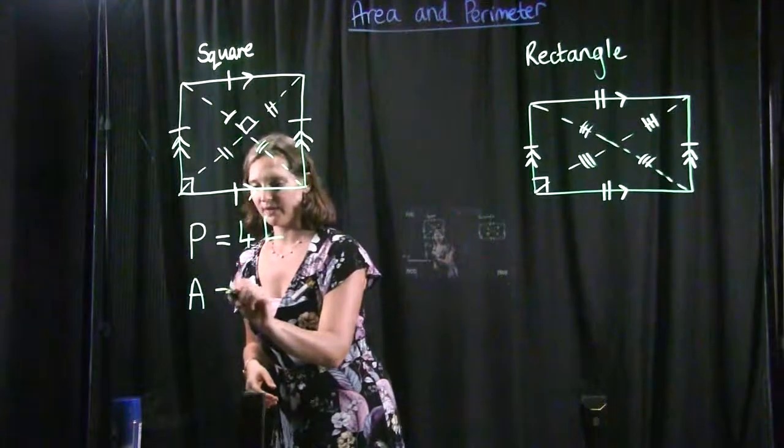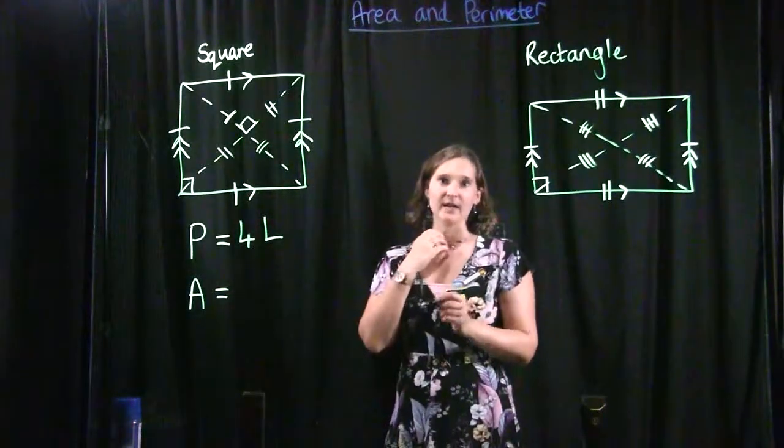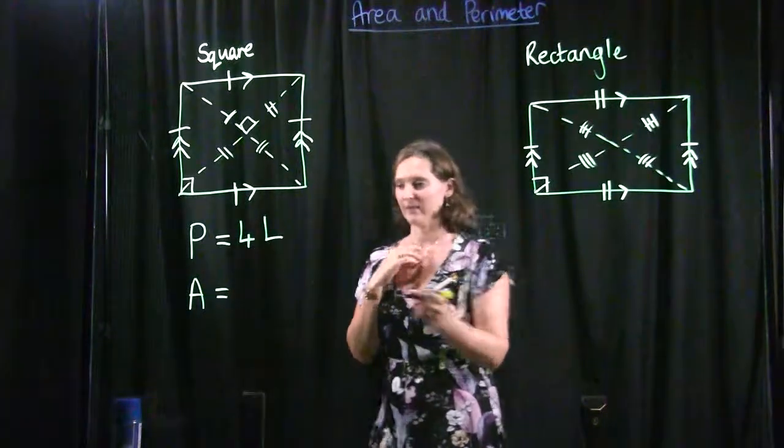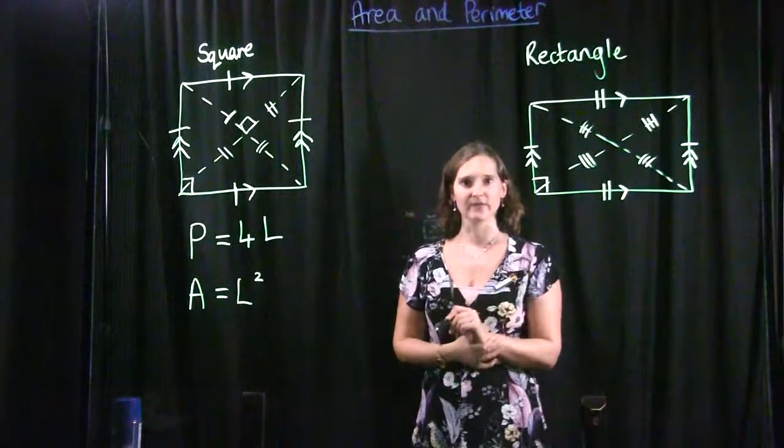For the area of something, we generally have to take 2 dimensions. So we want the length and the width. Now in a square, those are exactly the same. So we just do the length squared, or the length times itself.